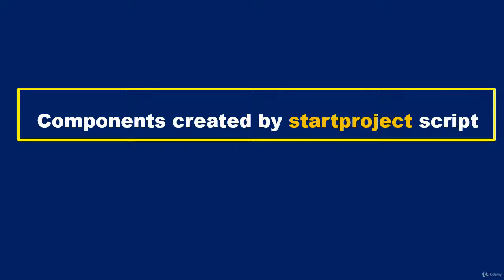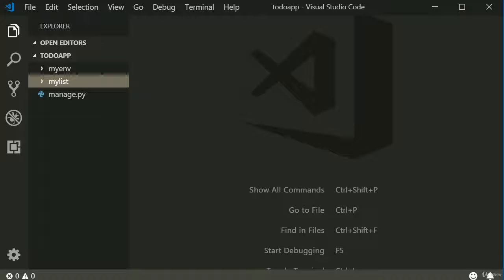Hello there. In this video, I'm going to briefly explain the components that were created by the startproject script when we created a new Django project. I have my project opened inside my text editor. So the project that Django created for me is this.